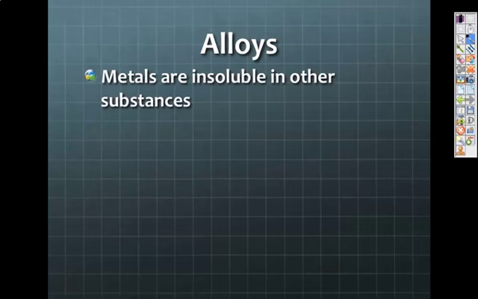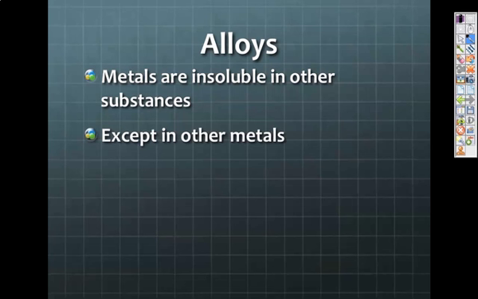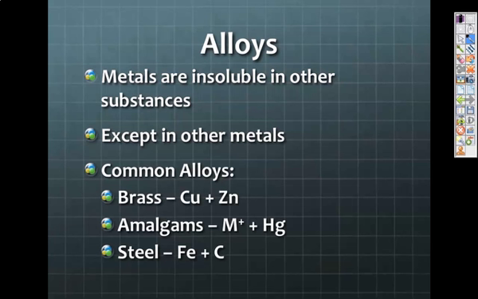Alloys are metals put together. So metals are insoluble in other substances, but if you put a metal with a metal, they're going to be soluble within one another, so they're going to be able to mix. I can mix metals. I can't mix a metal with water. I can have a chemical reaction between a metal and water and rust something, but I'm not going to just be able to mix them together. Metals and metals I can mix together to form an alloy.